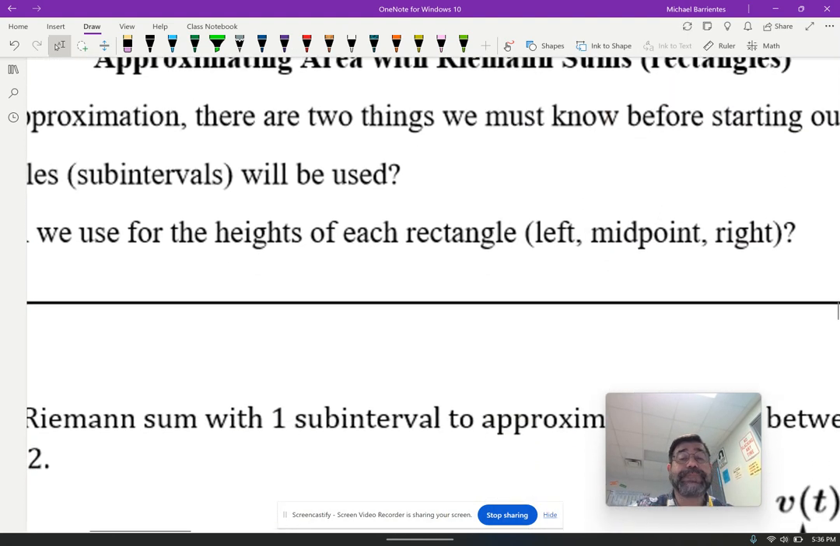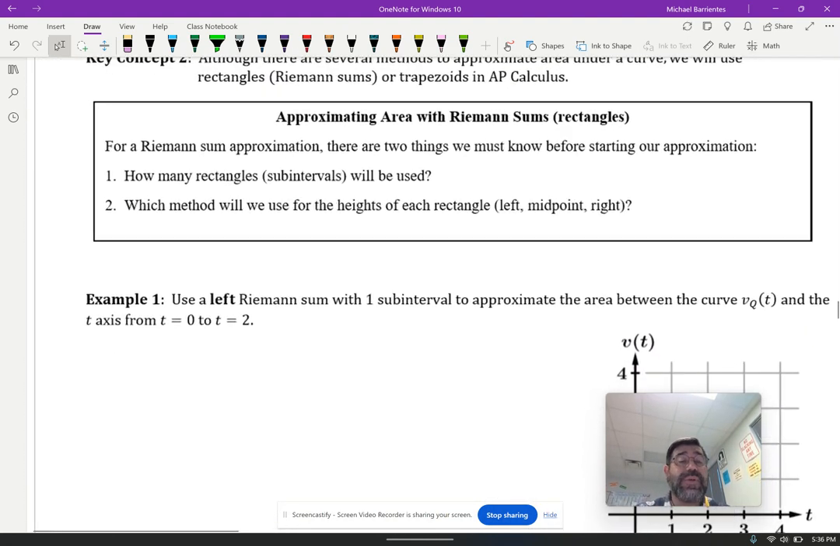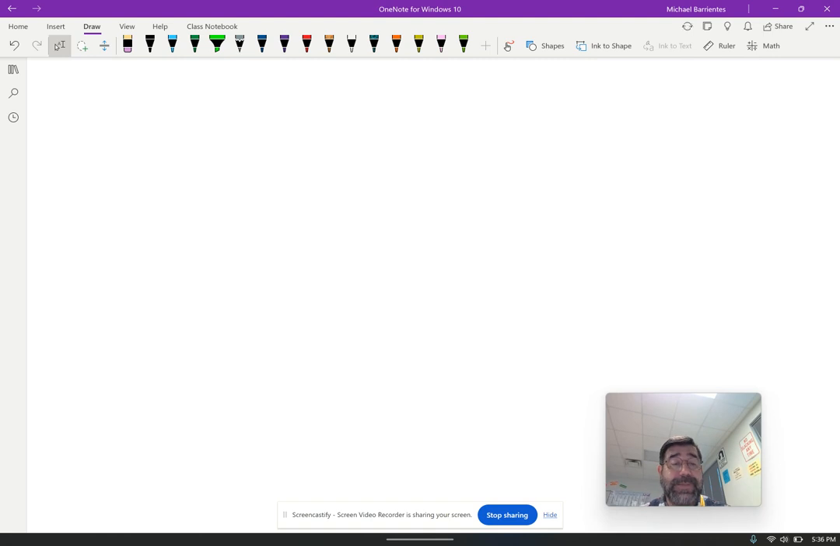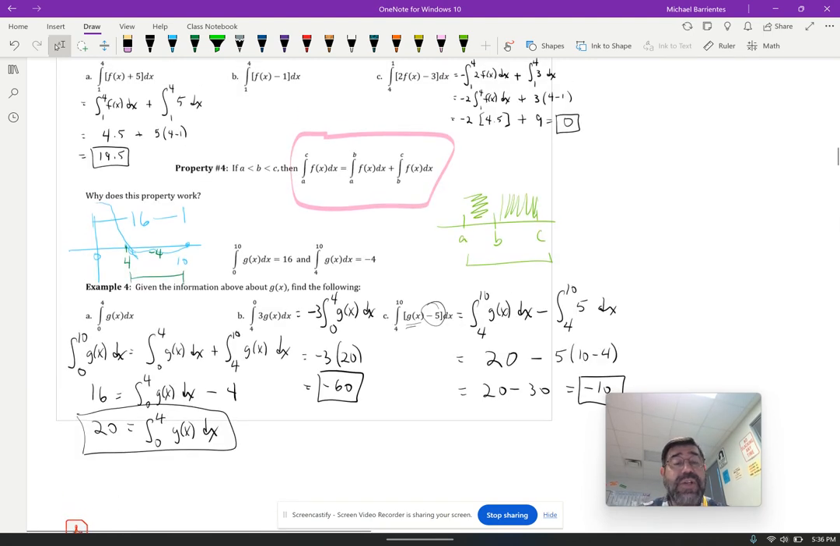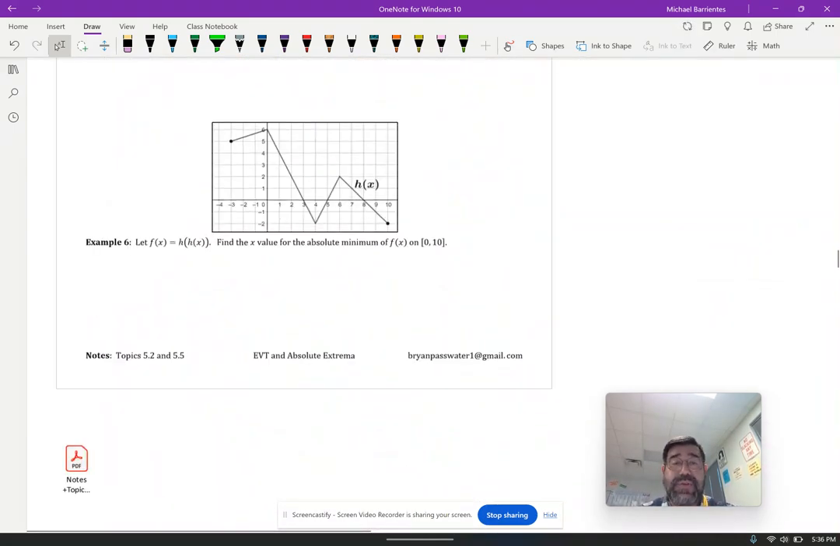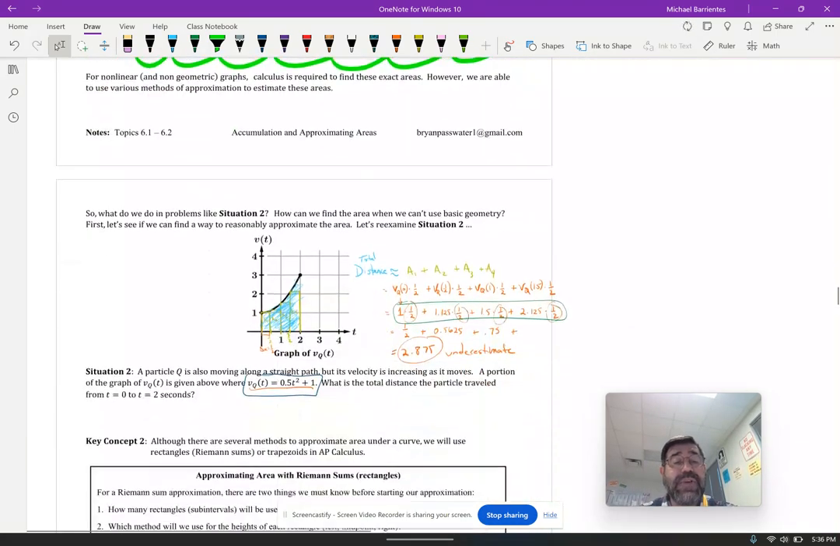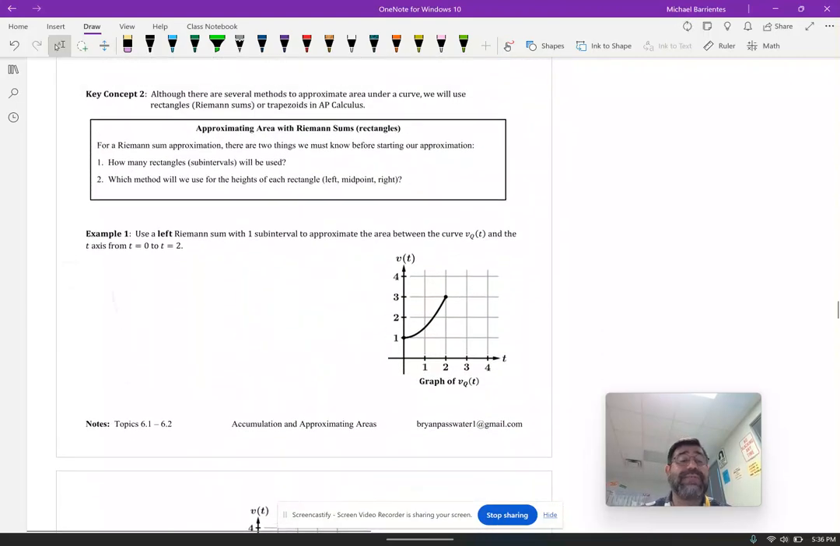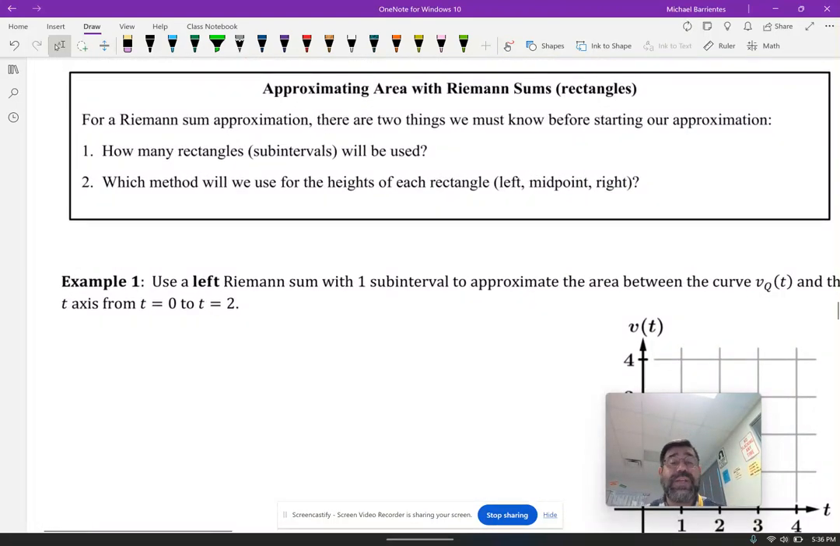So as we come back, there's some things we need to know whenever we're building rectangles to approximate. We need to know a couple of things. Number one, we need to know how many rectangles we're going to create. Depending on the number of rectangles, our answer is going to be slightly different. And then the second thing we need to know is what type of rectangles are we going to create. And when I say type of rectangle, that's going to depend on where we measure the height.